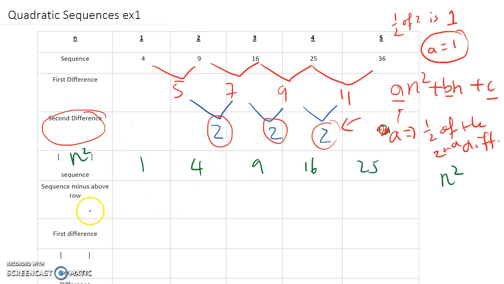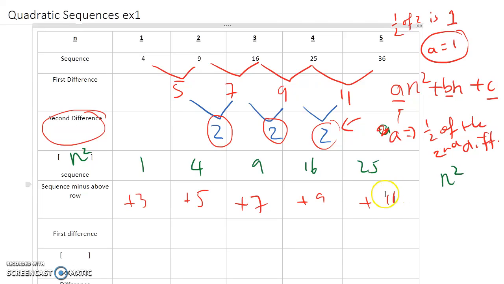Now the next question is, what is the sequence minus the above row? So the sequence minus the above row. 4 take away 1 will give me plus 3. 9 take away 4 will give me plus 5. 16 take away 9 will give me 7. And you can probably guess what the next one is going to be, and this one will be plus 11. So that's kind of interesting because we still get this thing that's going on.